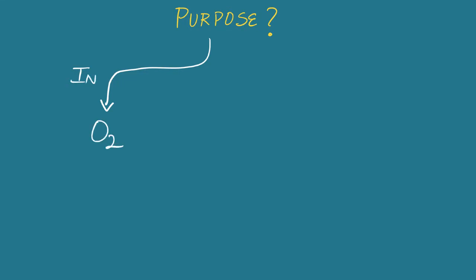What is the purpose of the respiratory system? The purpose of the respiratory system is to deliver oxygen to our body cells and remove carbon dioxide from our body cells. We breathe in oxygen and breathe out the carbon dioxide. And the overall purpose is to make ATP.